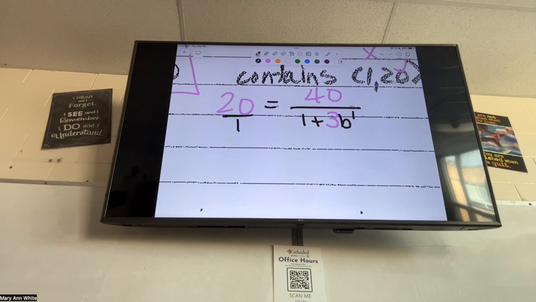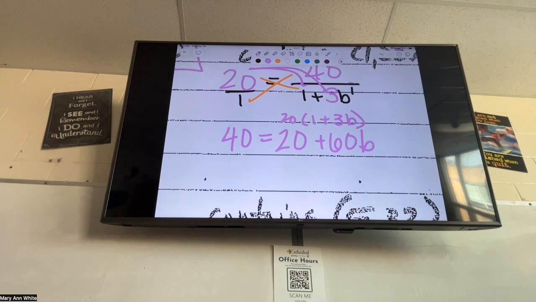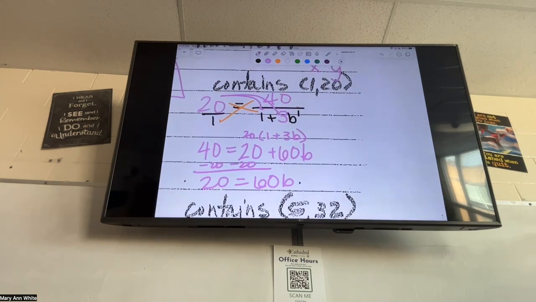So instead, I'm going to cross multiply again. That's my best way to start. So I'm going to do 40 equals, and I'm going to do 20 times 1, which is 20, and 20 times 3b, which is 60b. Now, just like we did before, let's minus the 20 and divide by 60. Notice that it was b to the first, so I got rid of that 1 because b to the first is just b. I didn't need to carry it through. So minus 20 from both sides, and I get 20 equals 60b. And b is going to equal 1/3.